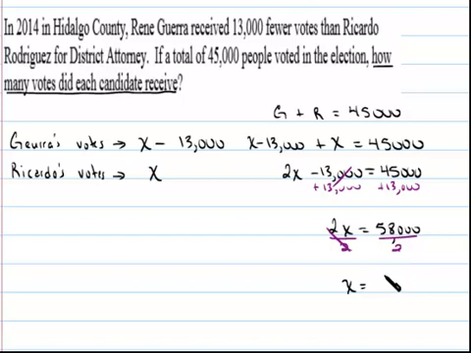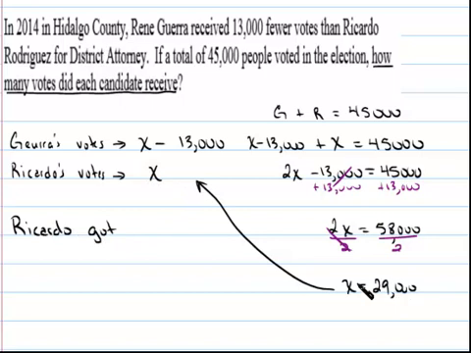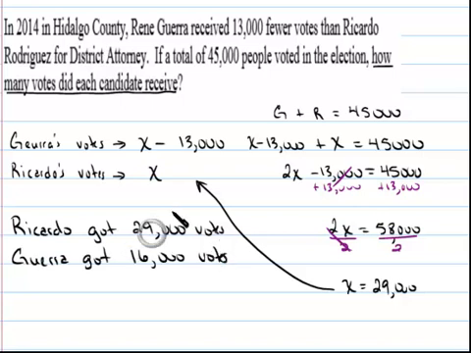Really, Pablo? You're thinking about this that long. 29,000. Now, again, tie it to the problem. That means Ricardo got X votes, which is 29,000 votes, and Guerra got X minus 13,000. 29,000 minus 13,000 would be 16,000 votes. If you add them all up, sure enough, there's 45,000 votes right there.